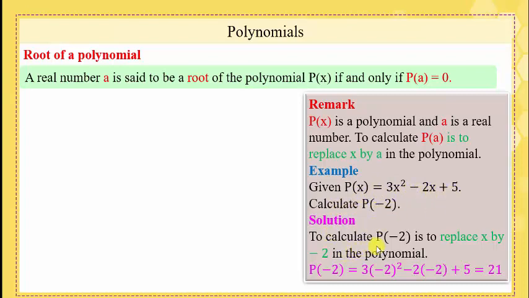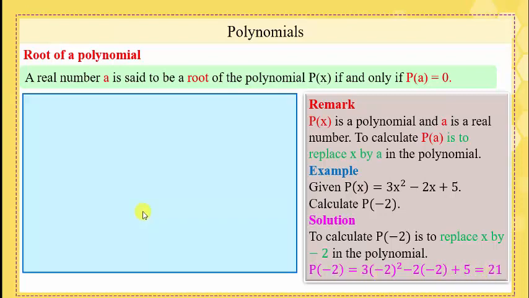Solution: to calculate p of minus 2 is to replace x by minus 2 in the polynomial. So it becomes p of minus 2 instead of p in x. Equal, we replace x squared by minus 2 squared and x by minus 2. So it becomes 3 into minus 2 squared minus 2 into minus 2 plus 5. Here we calculate according to the order of priority: powers, multiplication, addition, and subtraction. After calculation, it gives 21. So p of minus 2 equal 21.